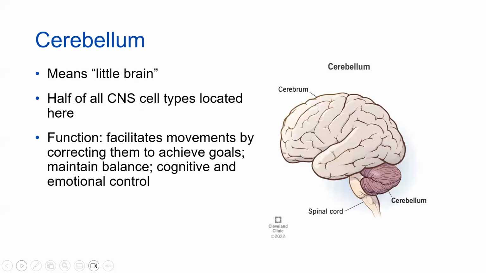Now we get to the cerebellum. Cerebellum means little brain. Here's a representation here, so you can see how much smaller it is compared to the rest of the brain. But although it's really small compared to the rest of the brain, half of all central nervous system cell types are located in the cerebellum, which I think is pretty amazing. And its function is to facilitate movement by correcting them to achieve goals, maintain balance, and perform cognitive and emotional control. So if you've ever tried to balance on one leg, you can thank your cerebellum for that.